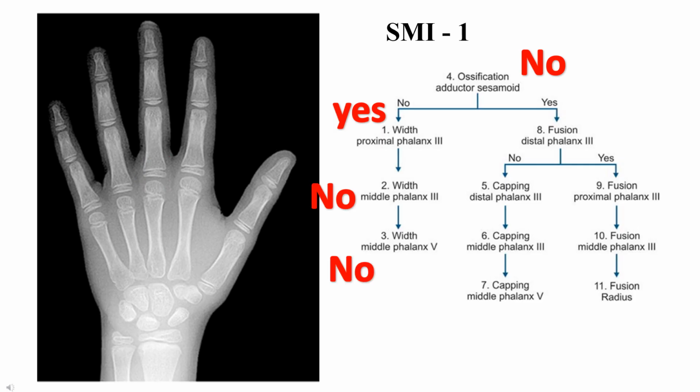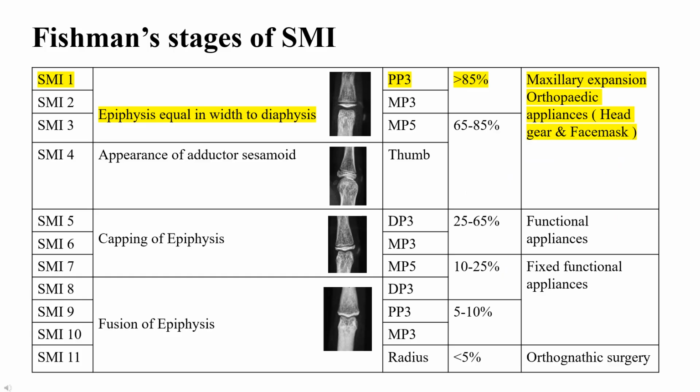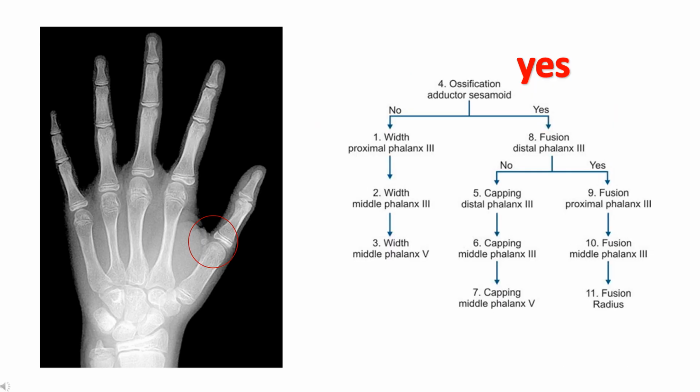Just to confirm, check the middle phalanx of the third and fifth finger. The width of the epiphysis is lesser than the diaphysis, hence the maturation stage of this hand-wrist is confirmed as stage 1. So now what do we infer from this? The stage of skeletal maturation is 1 and more than 85% of skeletal growth is remaining. Maxillary expansion, protraction or retraction with orthopedic appliances can be performed in this patient, and this stage is too early for mandibular growth modification. Now let's do another interpretation.